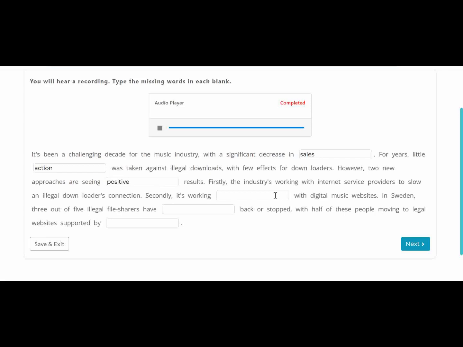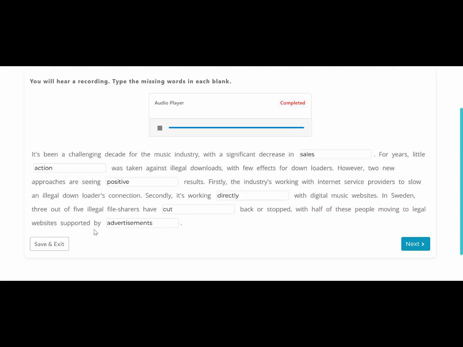Positive results. Next is directly. Sometimes you know the spellings, but in a hurry you can make mistakes, so you have to check carefully. Next is file shares have cut back, because cut is the third form of the verb also. If you say about cut, then it's cut. And the last one is advertisements, so it's a plural.